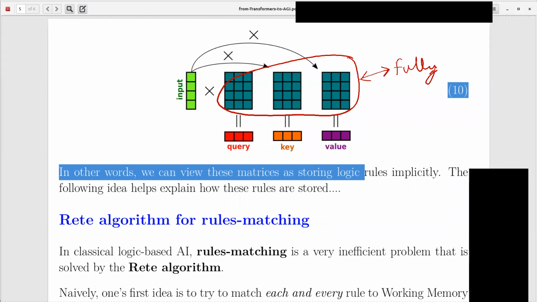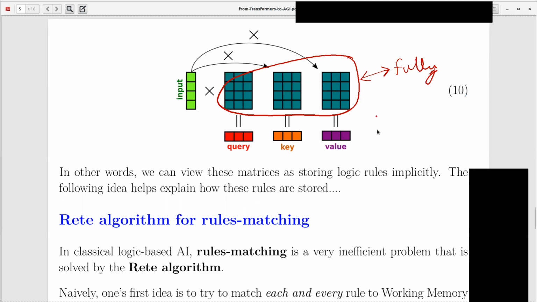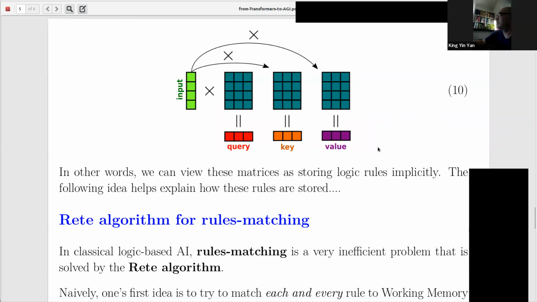Yeah, a quick question for this. Here we assume that these matrices can be viewed as storing logic rules, meaning we can extract the logic rules from the matrix. My question is, in BERT, usually we repeat the self-attention layer 12 times or 24 times. So how do we combine all the matrices and generate the unique logic rules?